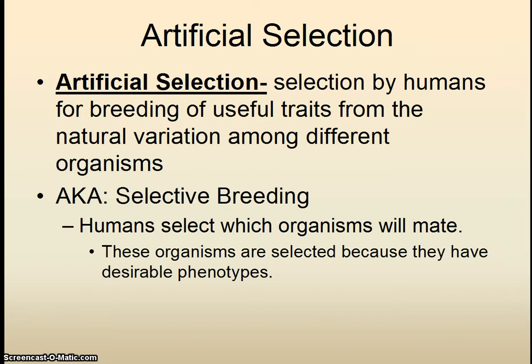We already learned about this idea. We called it selective breeding when we were talking about indirect genetic modification of organisms. Selective breeding is the same thing as artificial selection. Humans select which organisms mate, and we do the selecting based on desired phenotypes that we like in whatever creature it is. Any domestic animal, plant, anything you use for a pet, anything you see in the grocery store, they're all products of selective breeding, which is also known as artificial selection.